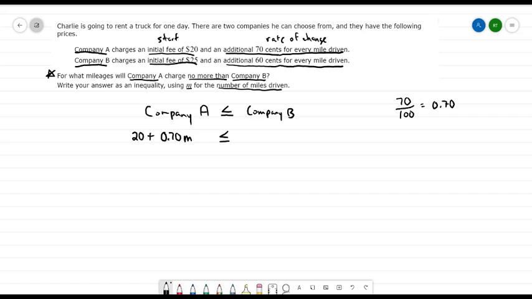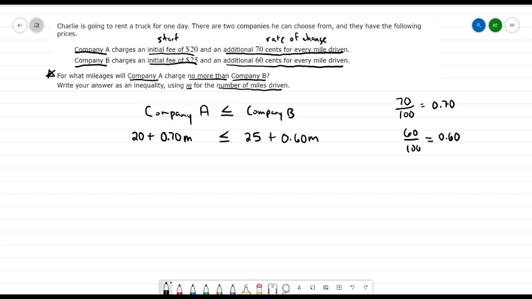Company B, they have an initial fee of $25. That's the starting amount, plus an additional 60 cents, so 0.60 M. Using the same idea, 60 out of 100 pennies is the same thing as $0.6. So again, just be careful with that.